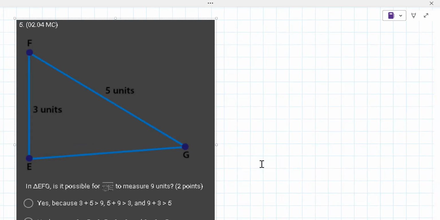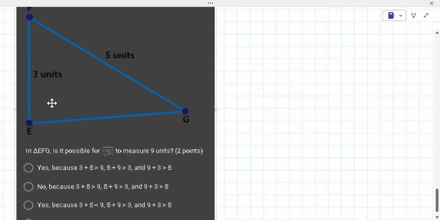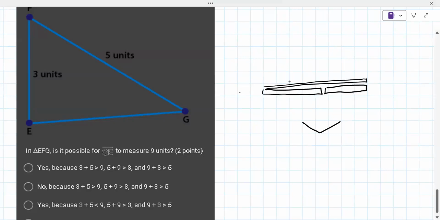Is it possible for GE to measure 9 units? So the idea here is, is it possible for the third side to be bigger than the sum of the other two sides? There's a really good thing you can do where you have two sticks, and if we just barely bend them, imagine the tiniest little V with a third side connected, a really shallow triangle. The maximum this side can be is the sum of these two, but it's got to be just a tiny bit smaller than that.